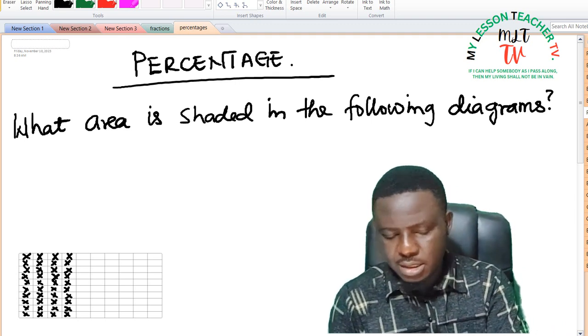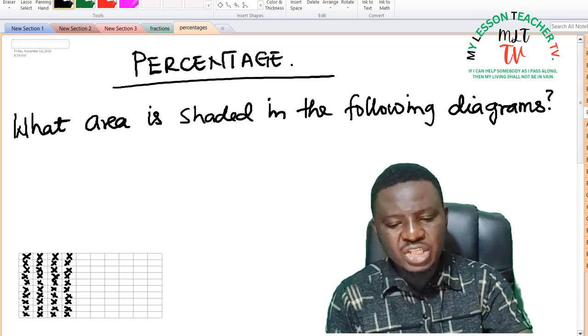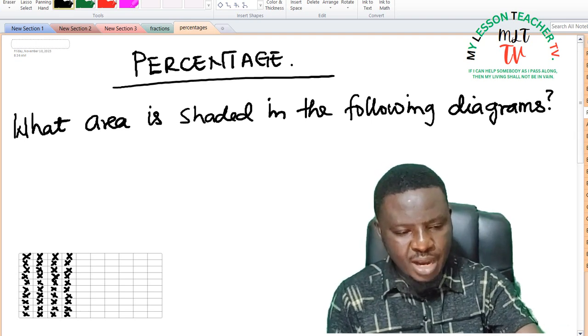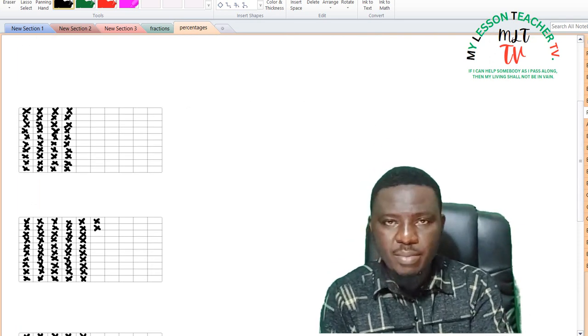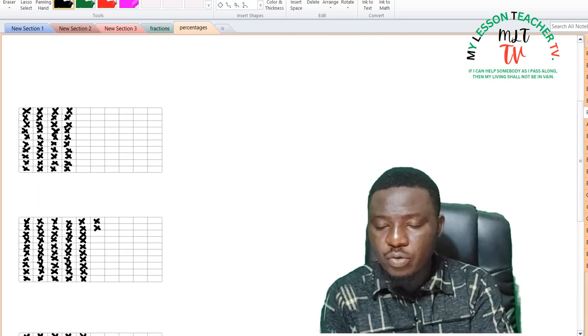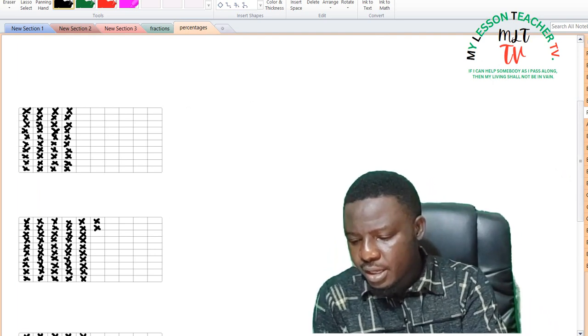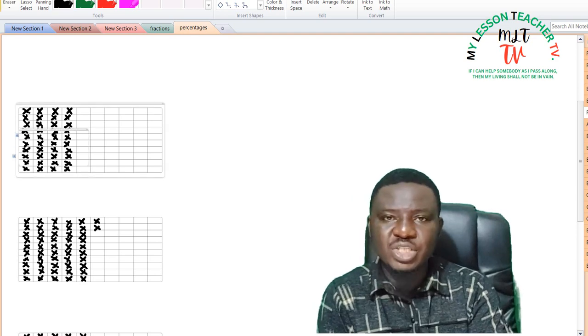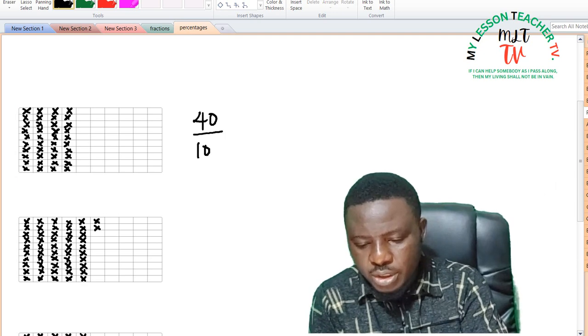Let's look at this activity: what area is shaded in the following diagram? This is a square box made up of 100 squares, and we have 40 of them shaded. So this can be said to be 40 out of 100.